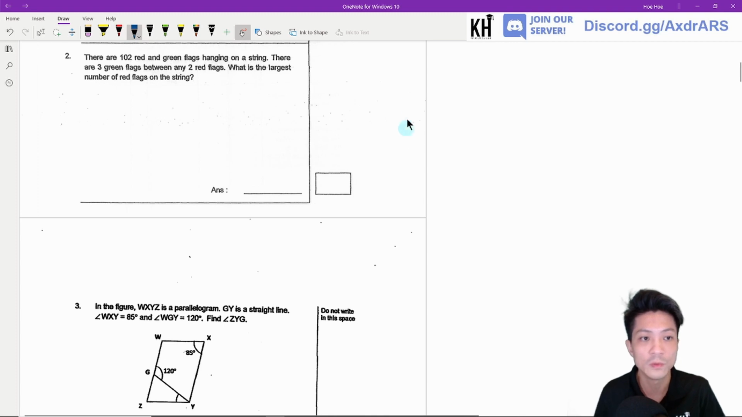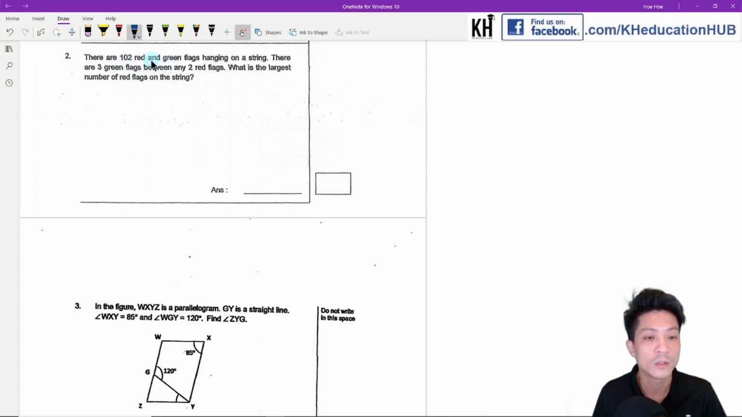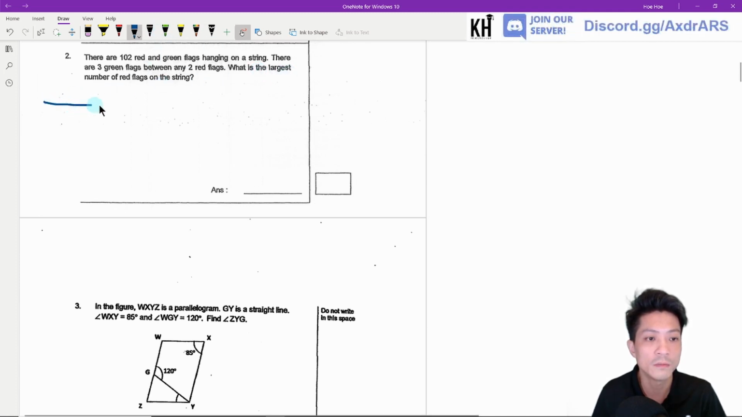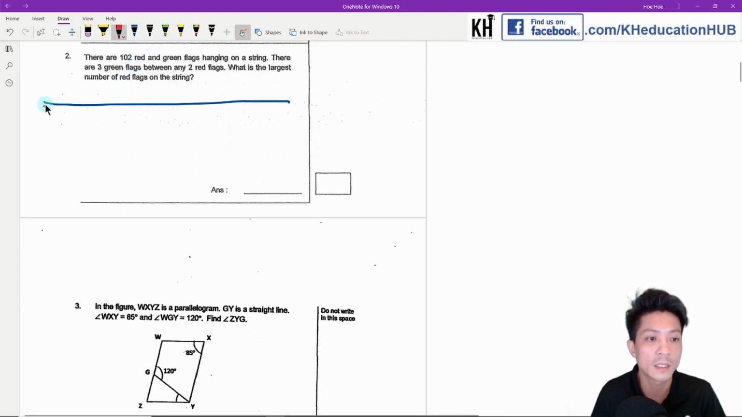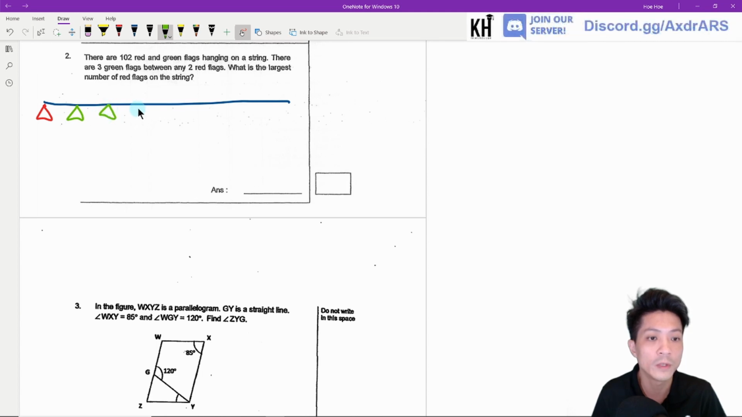Okay, question 2. There are 102 red and green flags hanging on a string. There are 3 green flags between any 2 red flags. What is the largest number of red flags on the string? So a string, there are red flags, and between every 2 red flags there are 3 green flags. So what is the largest number of red flags?